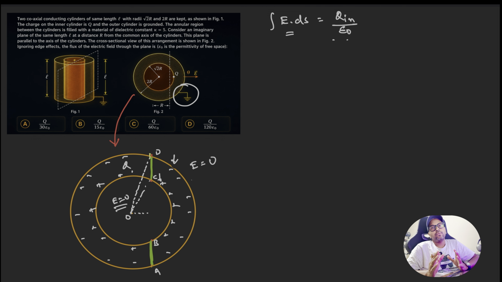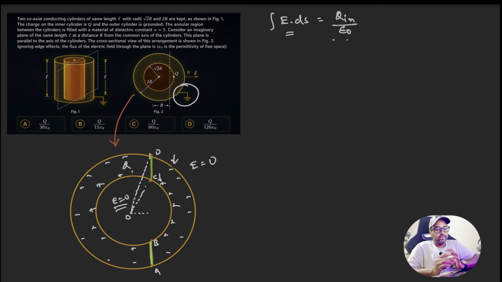Okay, now we know that the flux through this plane is occurring only due to the sections AB and CD, which we see in green over here. So if we were to calculate the flux through the plane, how do we take a Gaussian surface? And here's the trick that I was referring to.